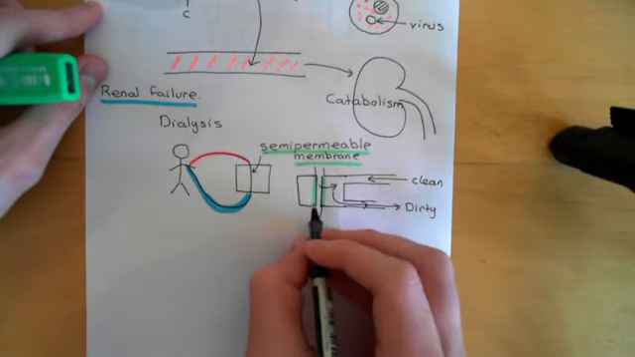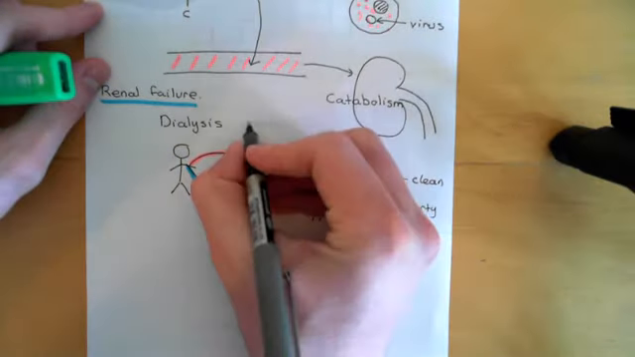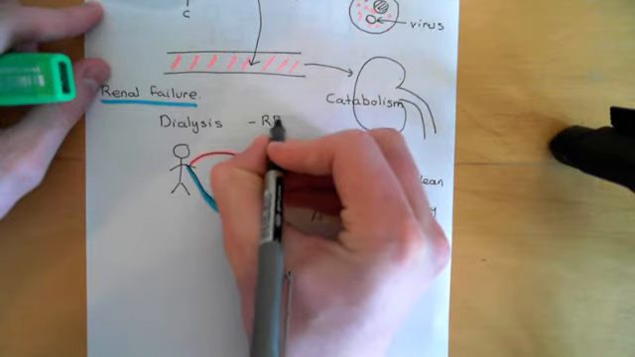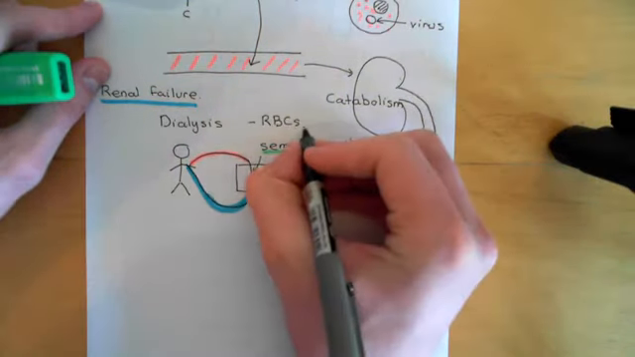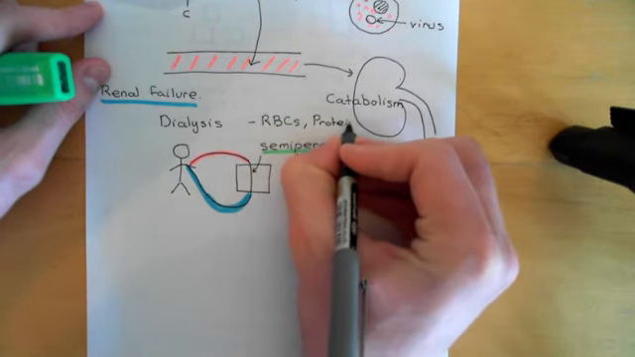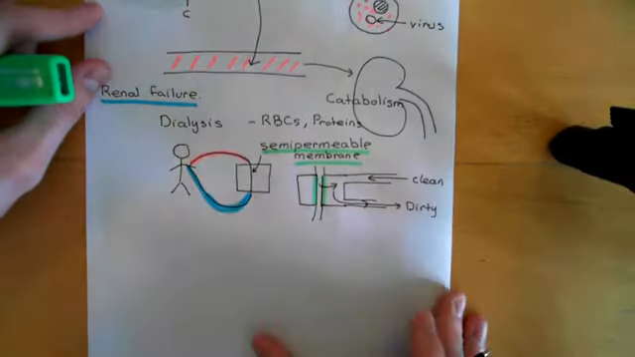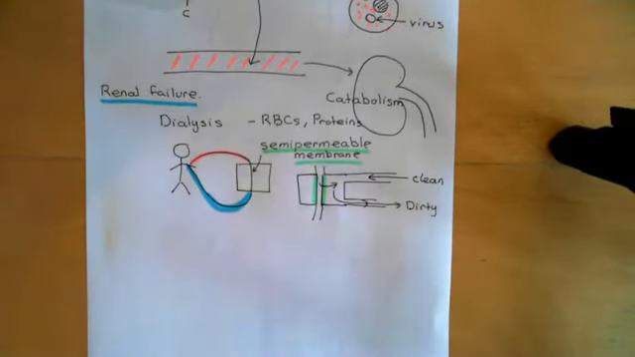Now of course the semi-permeable membrane only has tiny little holes in it basically, so it's not going to allow red blood cells to leave the tube. They're going to stay in the tube and they're going to go back into the person. It's also not going to allow big proteins to leave. Now key to this is it does not unfortunately allow the beta-2 microglobulin to leave. Beta-2 microglobulin is simply too big to get through the semi-permeable membrane.